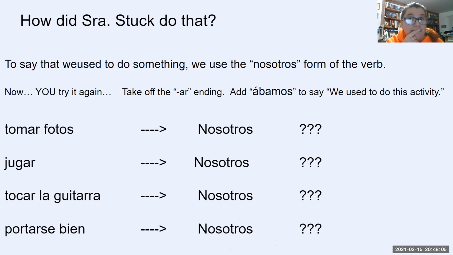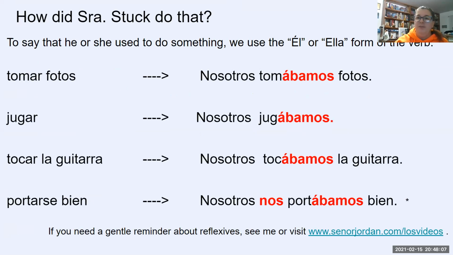How'd you do? Well, I have a mistake there. So we're not using the él or the ella, and we're not using the he or the she. So to say that we used to do something, we use the nosotros form of the verb. So nosotros tomábamos fotos. We used to take pictures. Nosotros jugábamos. We used to play. Nosotros tocábamos la guitarra. We used to play the guitar. You try it.